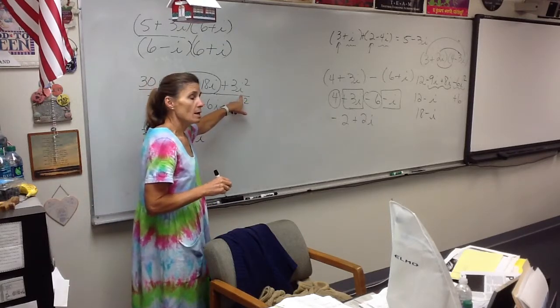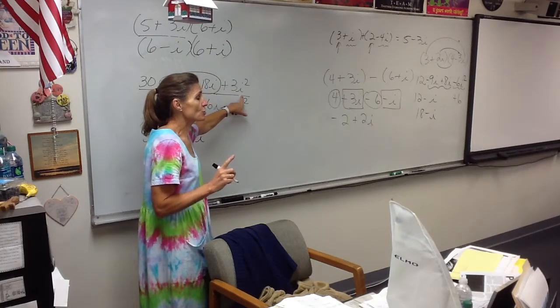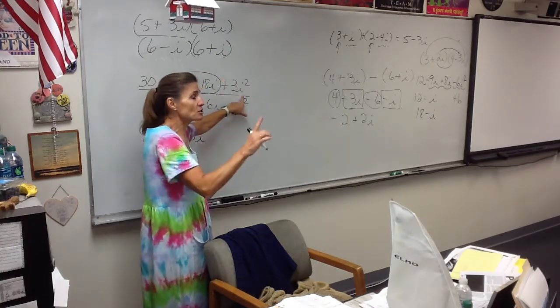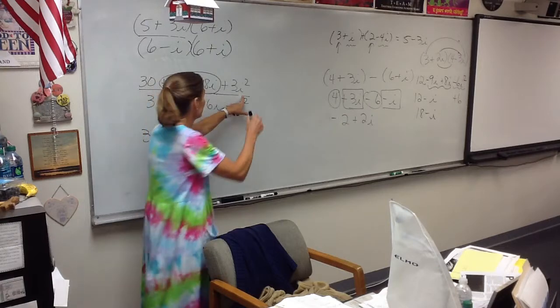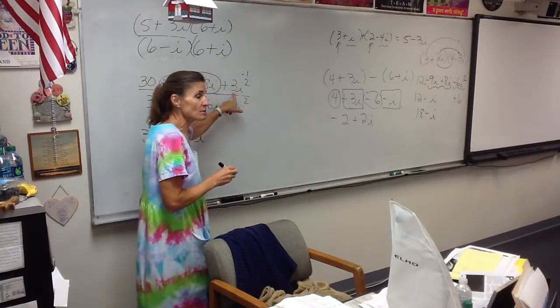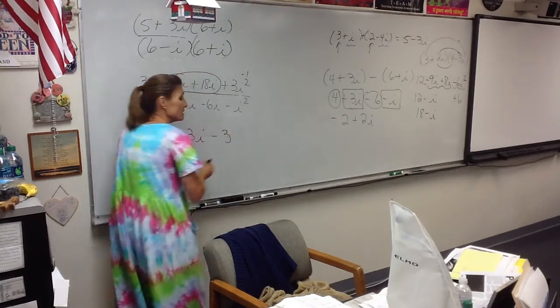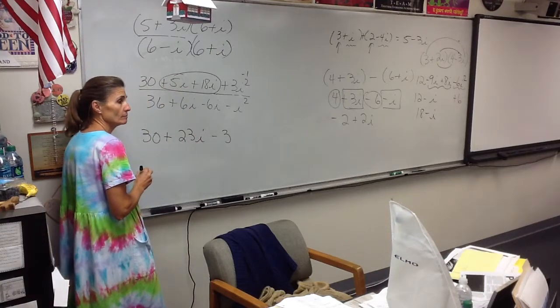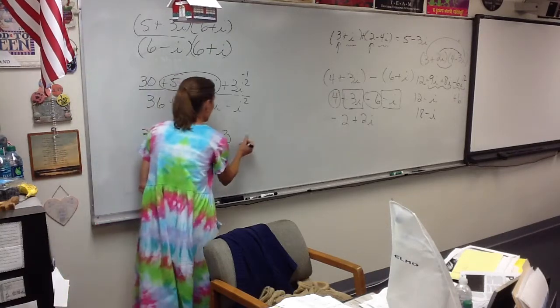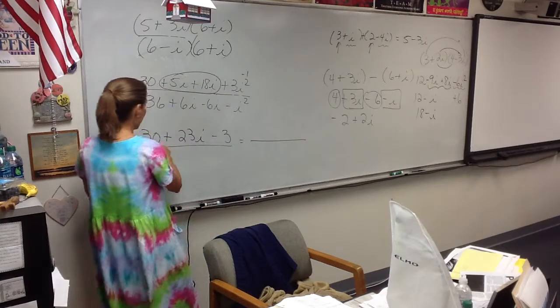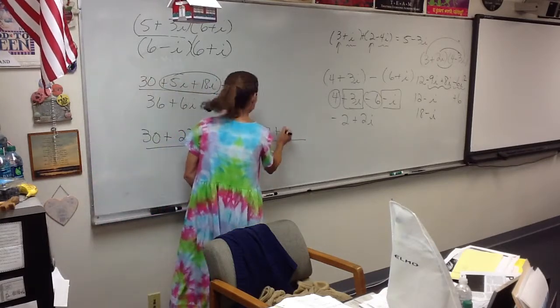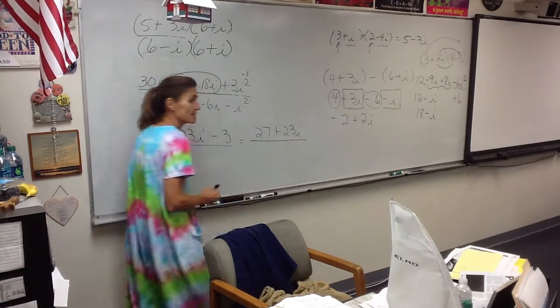Now, what did we say about i squared? It's 4. No. It's 3. i squared is negative 1, but since it's times 3, it will be negative 3. So that will actually be on the top, 27 plus 23i. That's the top.